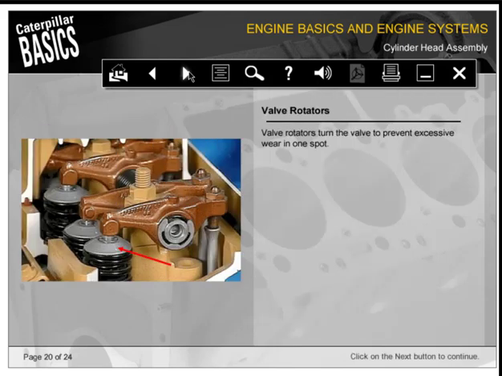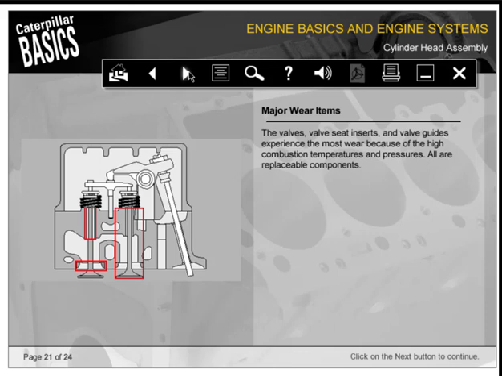Valve rotators turn the valve to prevent excessive wear in one spot. The valves, valve seat inserts, and valve guides experience the most wear because of the high combustion temperatures and pressures. All are replaceable components.